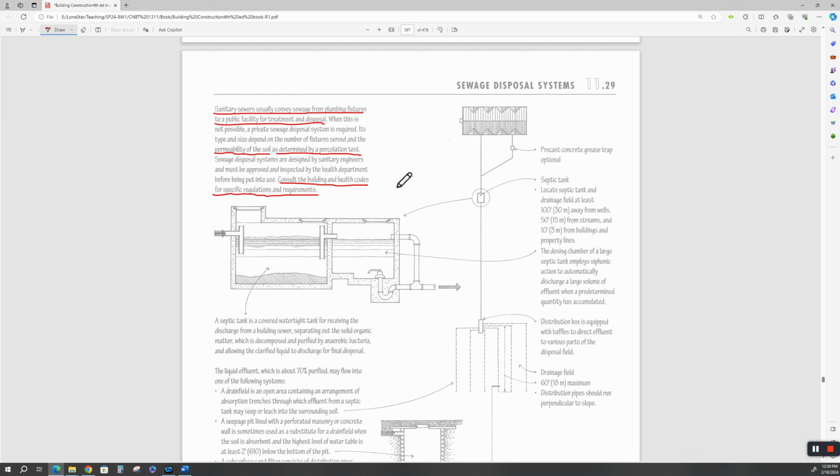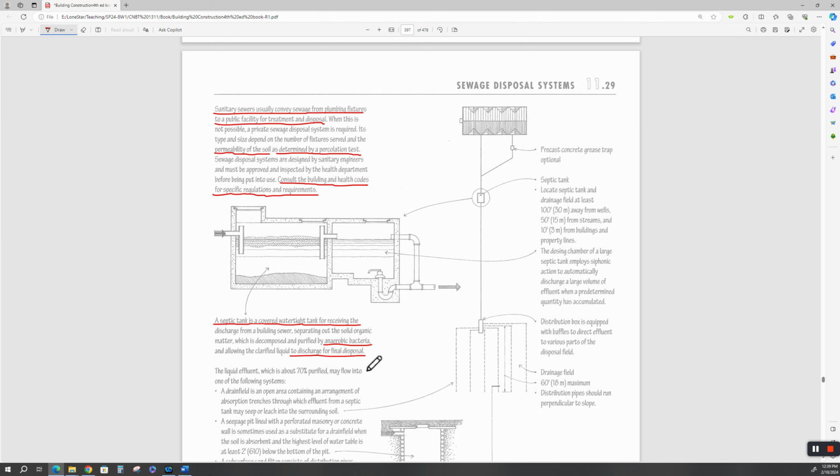All right, we go from the dry compost to what's called a septic system. Septic means it's a covered, watertight tank for receiving the discharge from your sewer, and it's separating out the solid organic matter, which is decomposed and purified by anaerobic bacteria. That means you're not introducing air. It's anaerobic, and allowing the clarified liquid to discharge for final disposal.